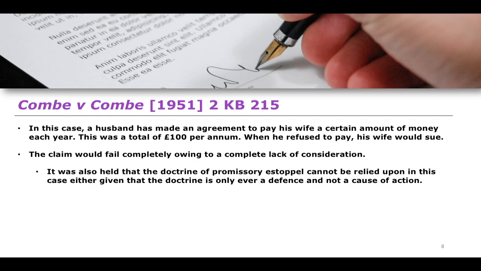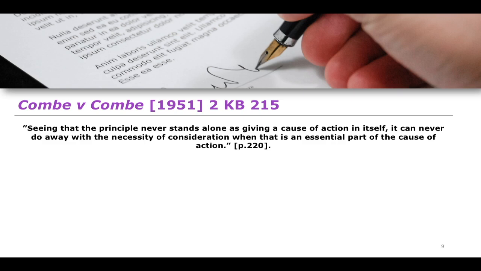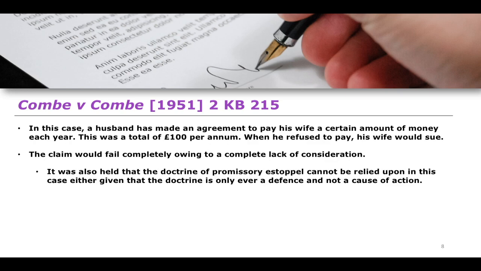So if they would have relied on the doctrine of promissory estoppel in this case, it would have been in an offensive manner. It would have been used to cause an action, not ever to defend against an action. And so, in quoting this point here, the principle never stands alone as giving a cause of action in itself, it can never do away with the necessity of consideration when that is an essential part of the cause of action. So the cause of action would have been the stopping of the husband from refusing to pay the money, to renege on that promise.